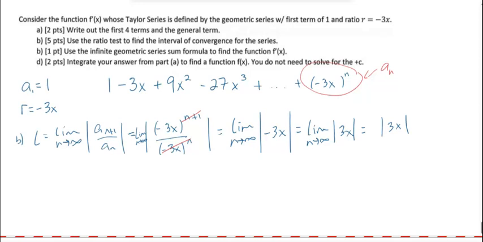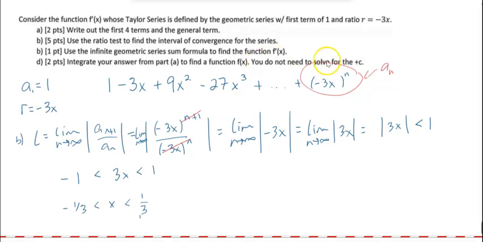So what comes next? Well, we always want that to be less than 1. That's part of the ratio test, right? So what comes next? Well, if I got the absolute value of something less than 1, then negative 1 is less than that thing. 3x is less than 1. And from here, I need to divide by 3, and I get negative 1/3 less than x less than a positive 1/3. So that is almost the end of the interval of convergence.